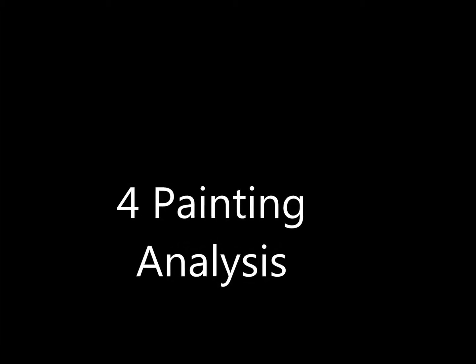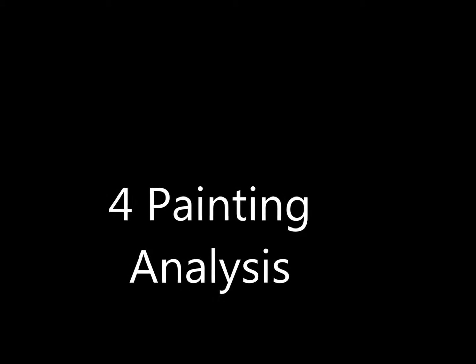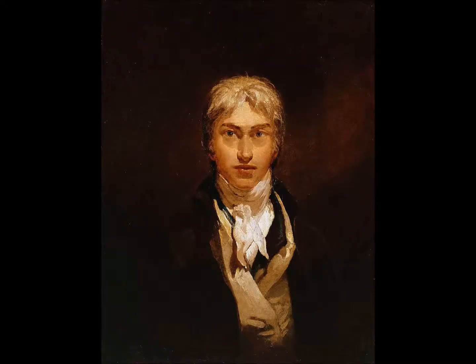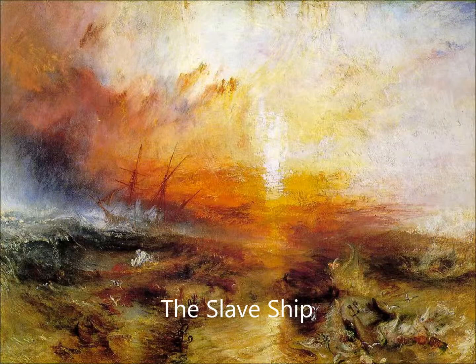Everybody, we are doing the four painting analysis, and as usual, we're going to start off with J.M.W. Turner, and he's going to pop up right here. Here's a self-portrait of what he looked like, and right now we're going to go to one of the paintings I chose. It is called The Slave Ship. This is a picture that depicts a ship in the background that is basically throwing off slaves.